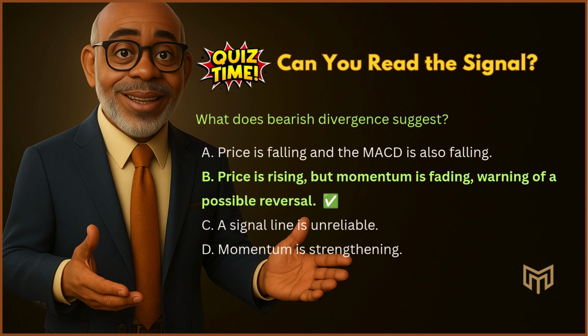And D, momentum is strengthening. If momentum were strengthening, the MACD would be making higher highs alongside price. Bearish divergence is the exact opposite of that. When price is rising but momentum is fading, don't get comfortable. The warning is already on the chart. Now you know.